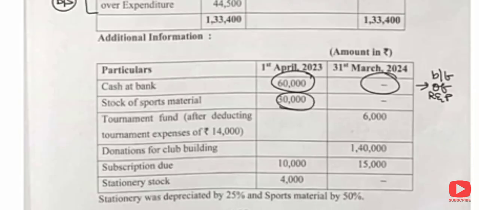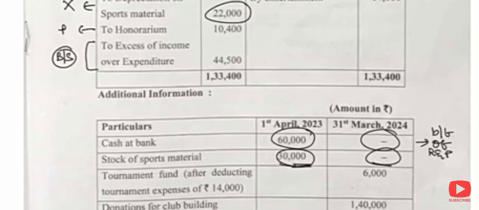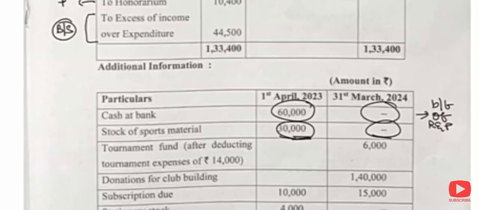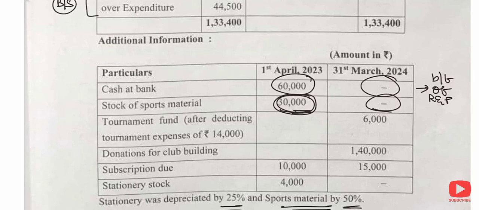Stock of sports material 30,000. Closing they have asked. How will you calculate sports material closing? 30,000 is there. Depreciation on sports material is 22,000. Now see the fun here. Sports material depreciation 50%, stationery depreciation 25%. So if sports material depreciation is 22,000 and this is 50%, what should be 100%? It should be 44,000. But can you see here it is 30,000? That means 30,000 plus 14,000 becomes 44,000. That means we know that there is a purchase of sports material.